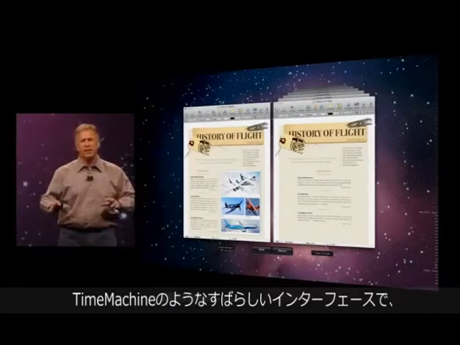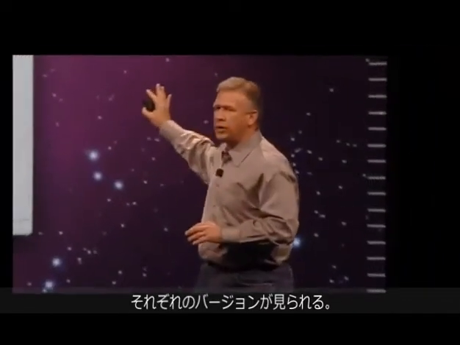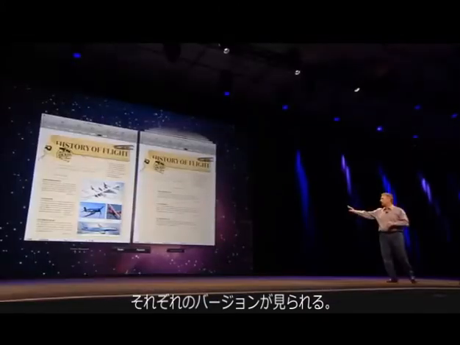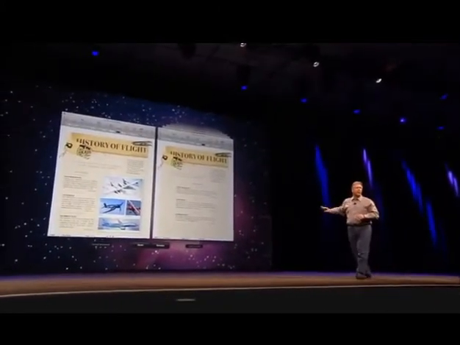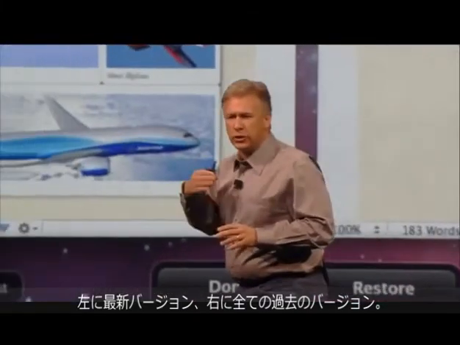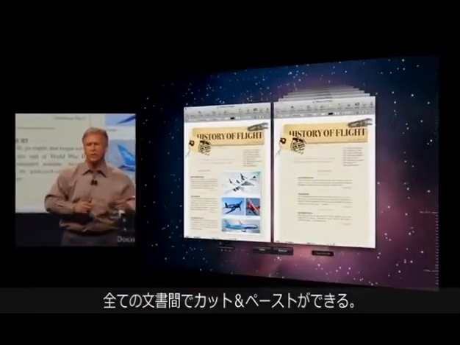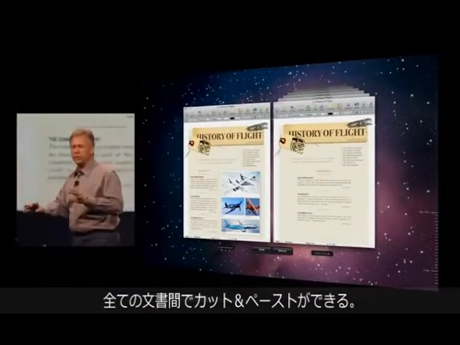It looks a lot like Time Machine. But rather than being about your whole system, it's about that one document you're working on. On the left is the current version. On the right, all the past versions. And you have a time scale on the right, just like Time Machine. You can scroll back through them, and they're all live. You can switch and make any one the current one. You can even cut and paste between them.